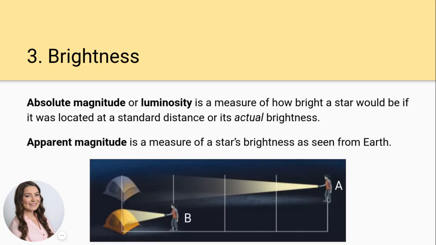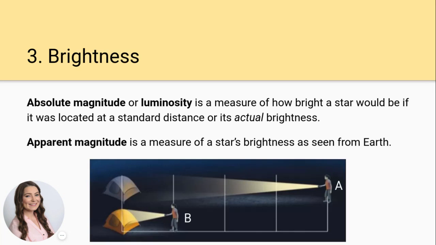Next, let's talk brightness. Some stars appear brighter than others in the night sky. However, one may appear brighter simply because it's closer to Earth. Absolute magnitude, or luminosity, is a measure of how bright a star would be if it was located at a standard distance, or its actual brightness. Apparent magnitude is a measure of a star's brightness as seen from Earth. This can be affected by both its absolute magnitude and its distance from Earth.